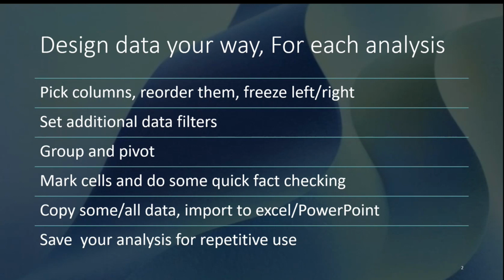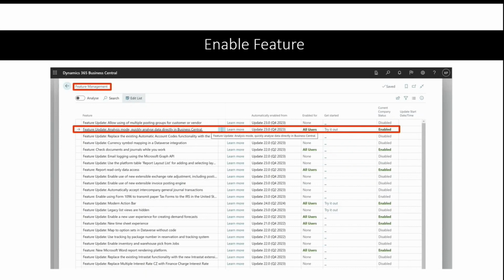So what is available? We can pick the columns that we want to analyze. We can reorder them and freeze left and right, like we do in Excel. Then we can also set additional data filters. We can group and pivot, mark cells, and do some quick fact checking. Copy all data, import or export to Excel, and we can also save our analysis for repetitive use, so we don't need to do it again and again. The good thing about analysis is that it always has the updated data. We don't need to create or refresh it again and again. It will always be refreshed.